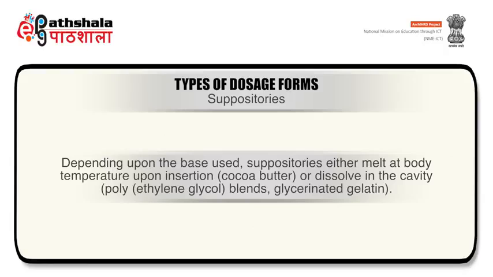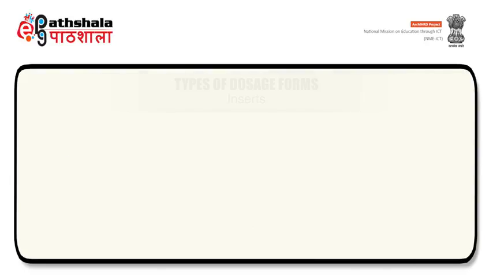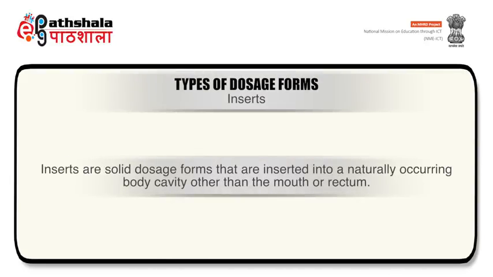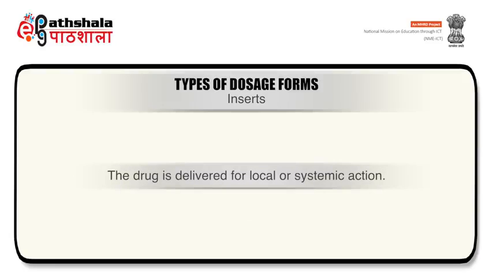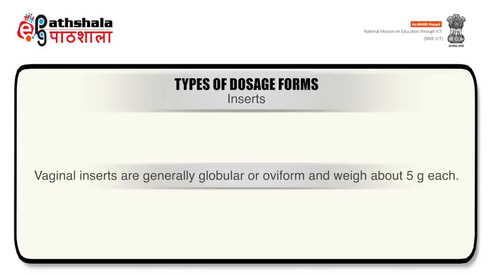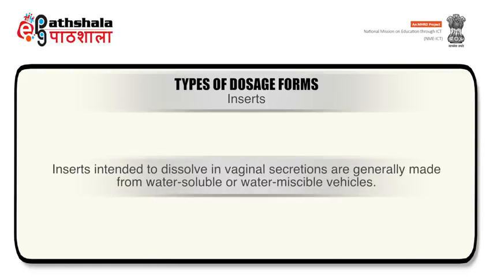Depending upon the base used, suppositories either melt at body temperature upon insertion, that is cocoa butter, or dissolve in the cavity, example polyethylene glycols, blends. Inserts. Inserts are solid dosage forms that are inserted into a naturally occurring body cavity other than the mouth or rectum. The drug is delivered for local or systemic action. Vaginal inserts are generally globular or oviform and weigh about 5 grams each. Inserts intended to dissolve in vaginal secretions are generally made from water-soluble or water-miscible vehicles.